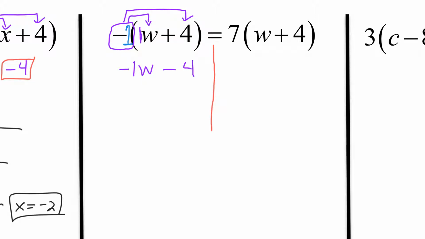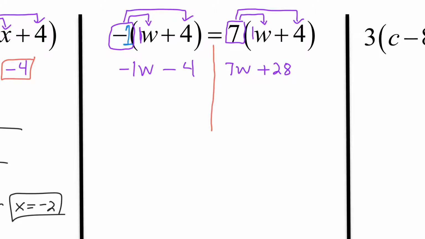Now when you move on to the right side, let's go ahead and look what we can do. On the right side again, we do have a 7 outside of the parentheses. So I am going to distribute that 7 into the parentheses. So I'm going to multiply 7 times 1w, that would be 7w. Remember, we're multiplying, 7 times 1 is 7. And you multiply the next one, positive 7 times positive 4. That's going to be positive 28.